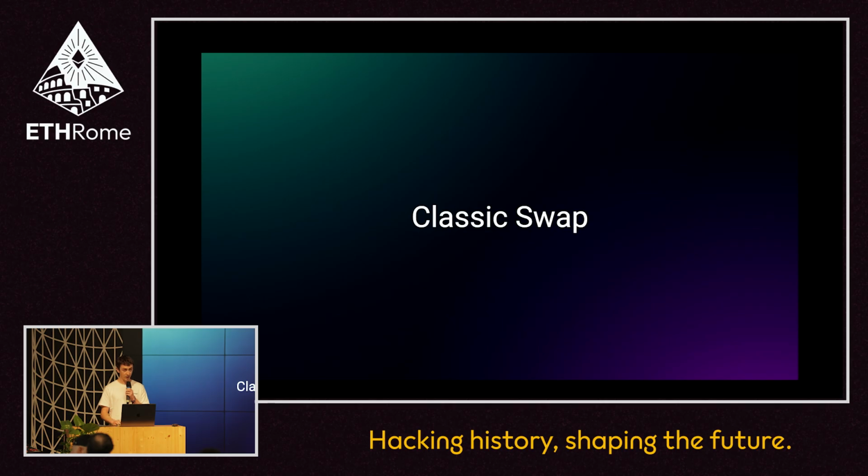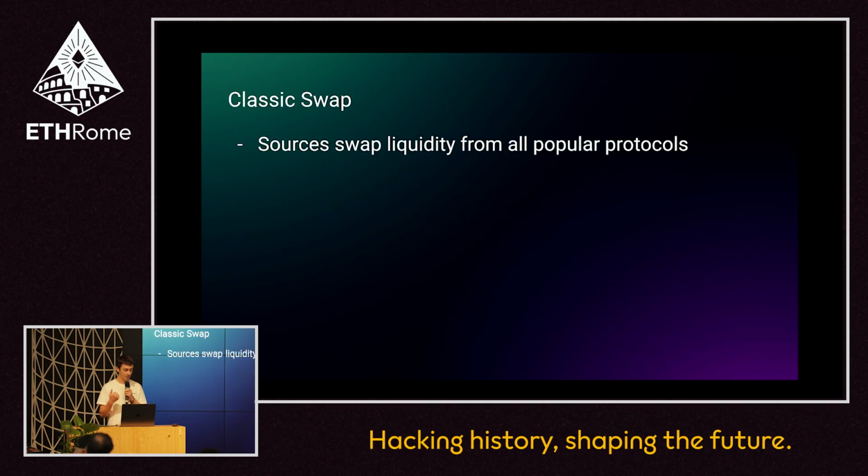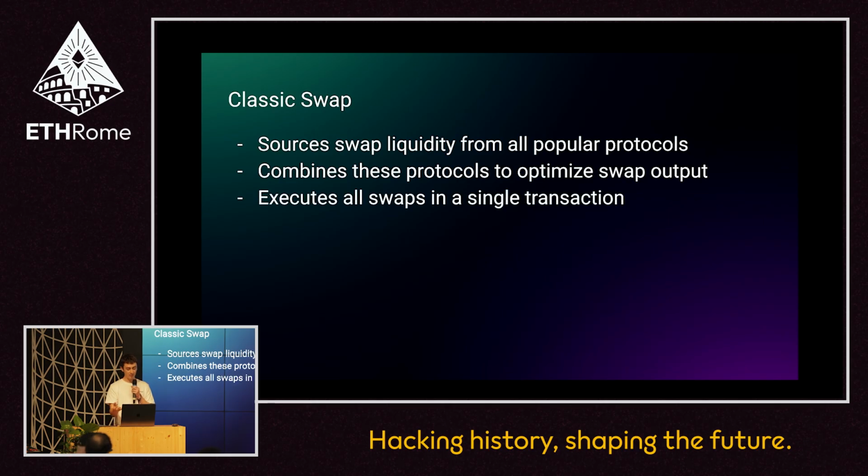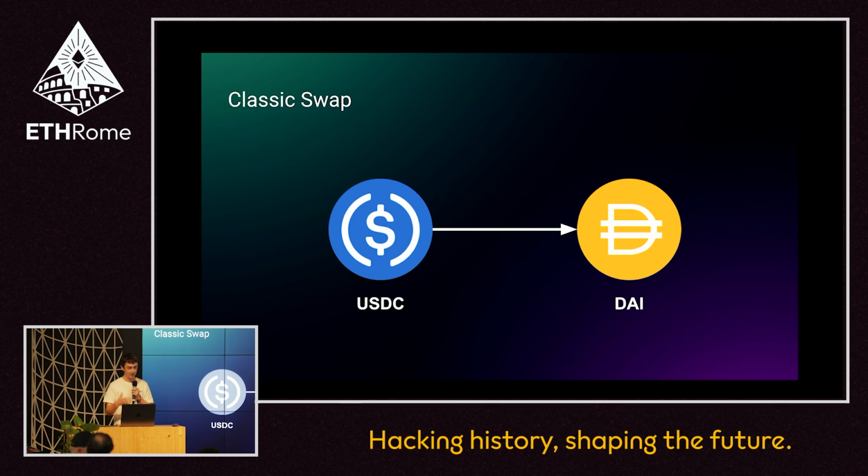So let's jump into what Classic Swap is. If you're a user on Classic Swap, you are going to be getting all of your liquidity from all popular protocols in one place. Our algorithm will combine all of these protocols together to optimize swap output for the user. And all of these swaps that happen across the chain in your transaction on one chain will be in a single transaction. Let's just take a simple example like USDC to DAI.